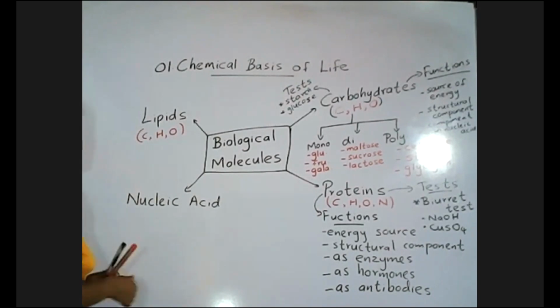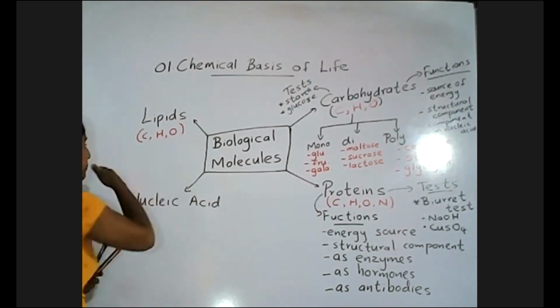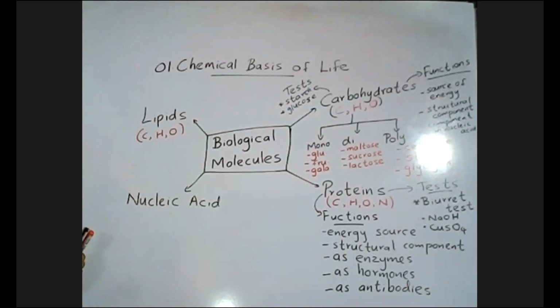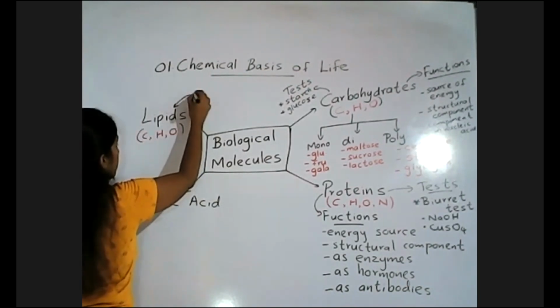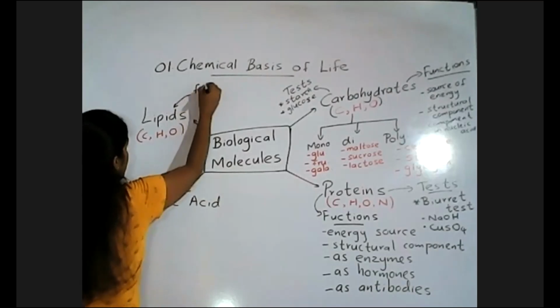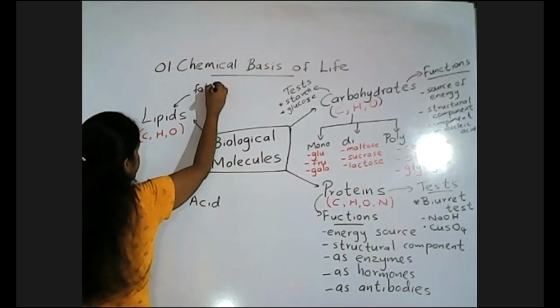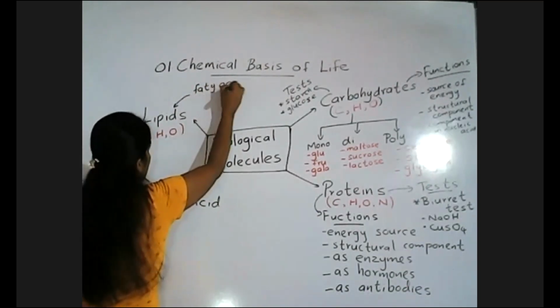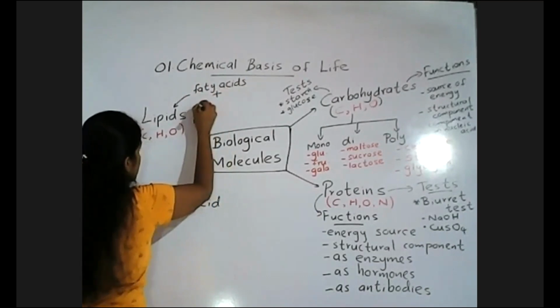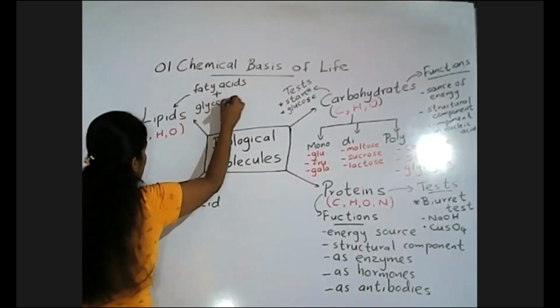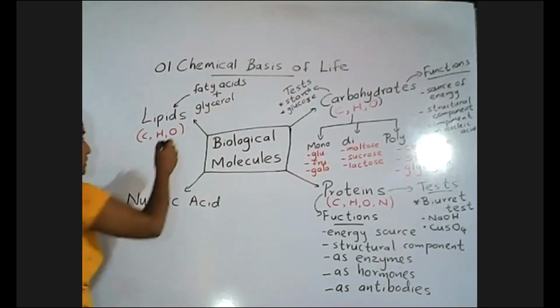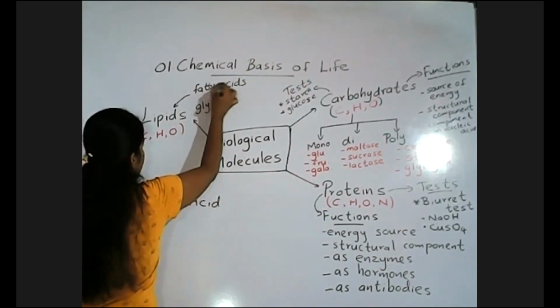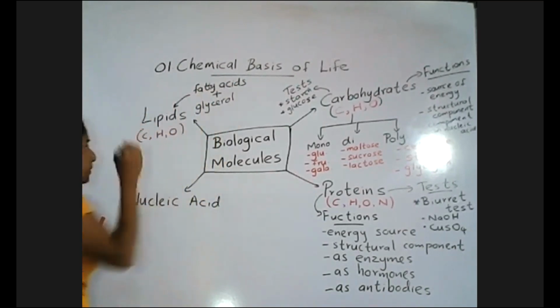Then when we discuss how lipids are formed, they form by the combination of fatty acids and glycerol. We can write that one also. Lipids are formed by the combination of fatty acids and glycerol. By the combination of fatty acids and glycerol, it forms lipids, right?